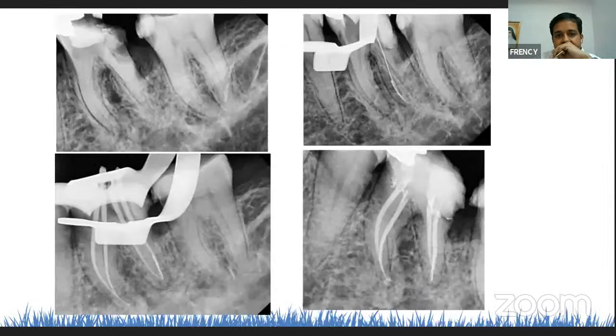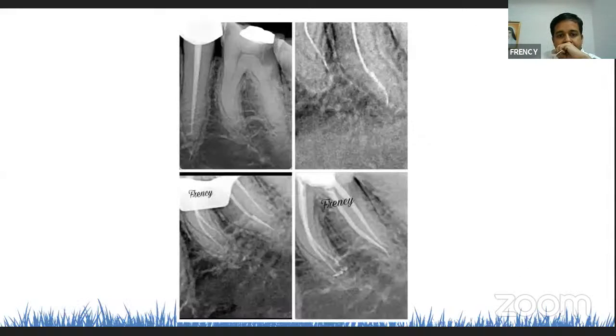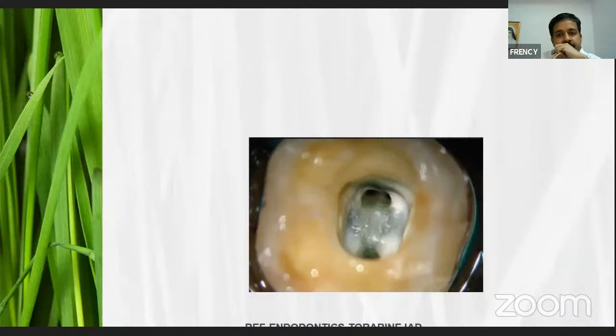This is such a case. You can see I have separated one instrument in the distolingual canal. Luckily, I could bypass. Here also, the distolingual canal actually had a buccal curve, which is not easily visible in the radiograph. Here also in the additional canal, I have separated one instrument. And this is the picture that I said earlier. Many times in the distal canal, you may miss this distolingual canal. You may get the distobuccal canal or one canal. So you have to change the direction and always check for the additional canal in the buccal and lingual direction, and also search for the isthmus.